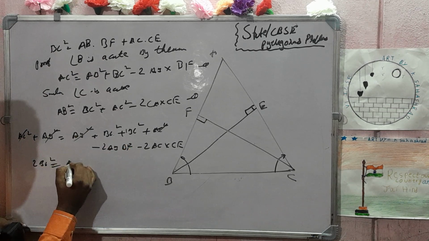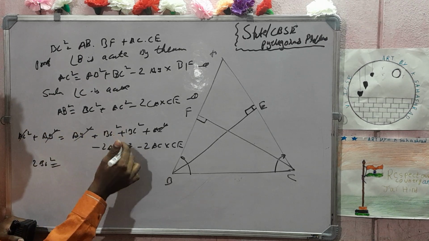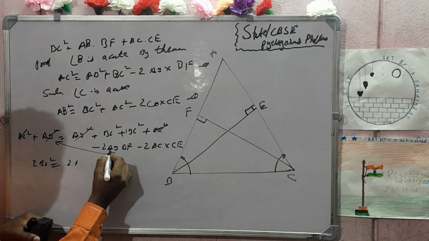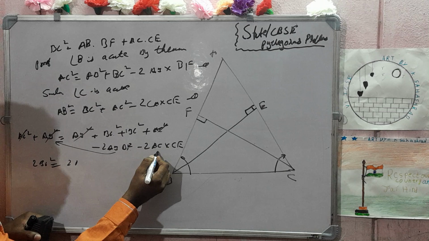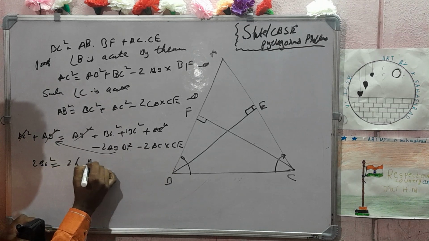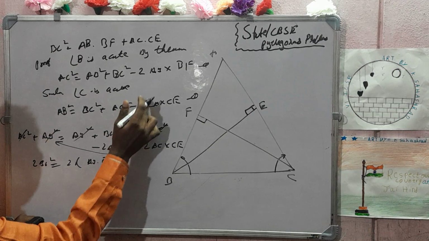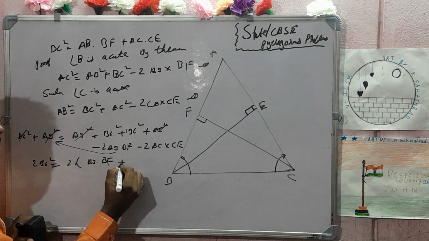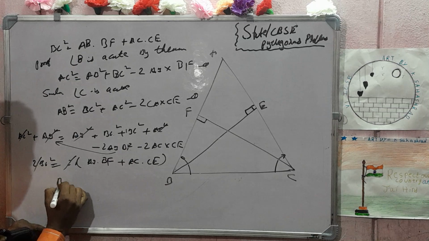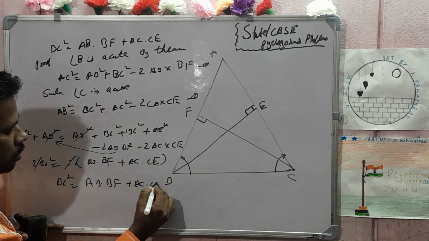And take 2 common in these two. What I am saying is bring these terms to here, and this BC square will remain same. Bring this here. So 2 times AB into BF plus AC into CE. So take 2 common, AB dot BF plus AC into CE. So 2 gets cancelled. So BC square is equal to AB into BF plus AC into CE.